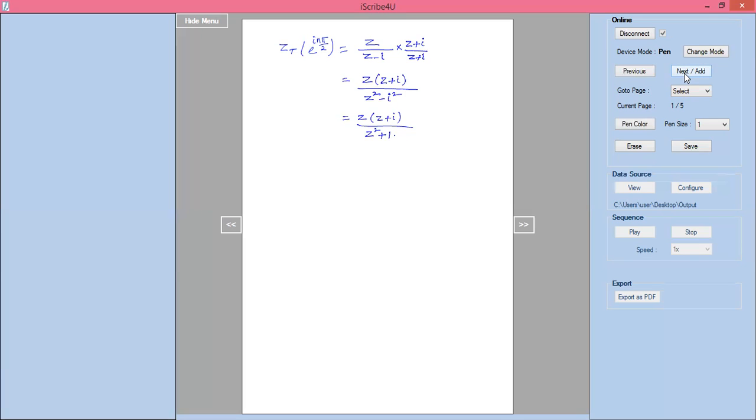But here, the left hand side should be z transform of e power i n pi by 2. This one I can write as z transform of cos n pi by 2 plus i sine n pi by 2. Now we can split this one. Z transform of cos n pi by 2 plus i sine n pi by 2 equal to, if you multiply this, z square divided by z square plus 1 plus i into z divided by z square plus 1, I'll write.